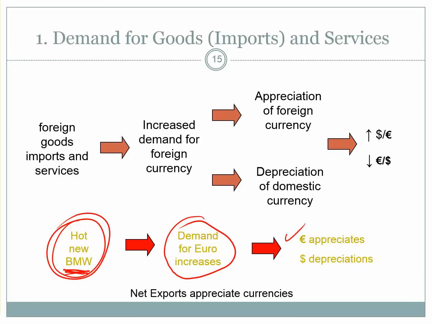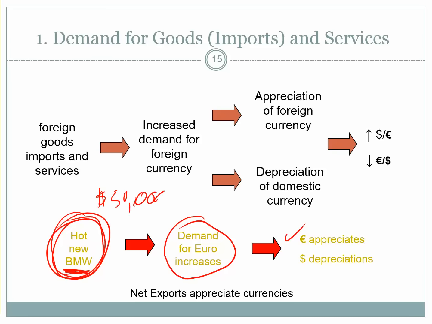Now, as an American, you don't really see this, right? If I want to buy a $50,000 BMW car, I don't go to the bank and take my $50,000 and exchange it for euro and take the euro to the car dealer. But in effect, you are. It has the same effect. So I go to my dealer and I want to buy that $50,000 car.